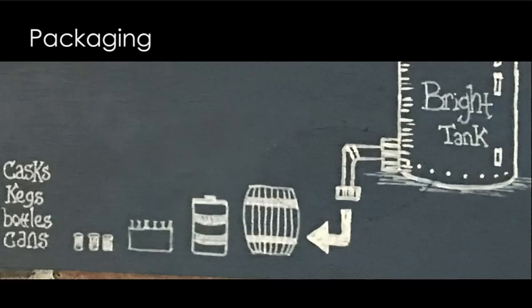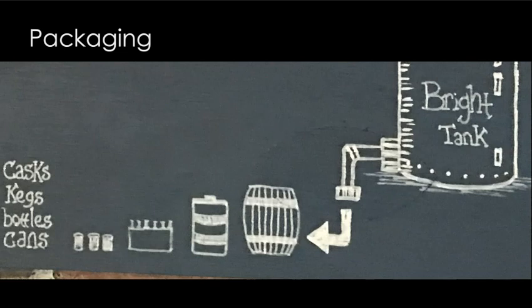The final step is packaging. And you can package your beer in casks, in kegs, in bottles, or in cans. Another important part of packaging is the presence of carbon dioxide in our beer. If you continue allowing yeast to be in contact with your beer, the yeast is going to produce carbon dioxide. That is your source of carbon dioxide that is going to be the salt in your beer.